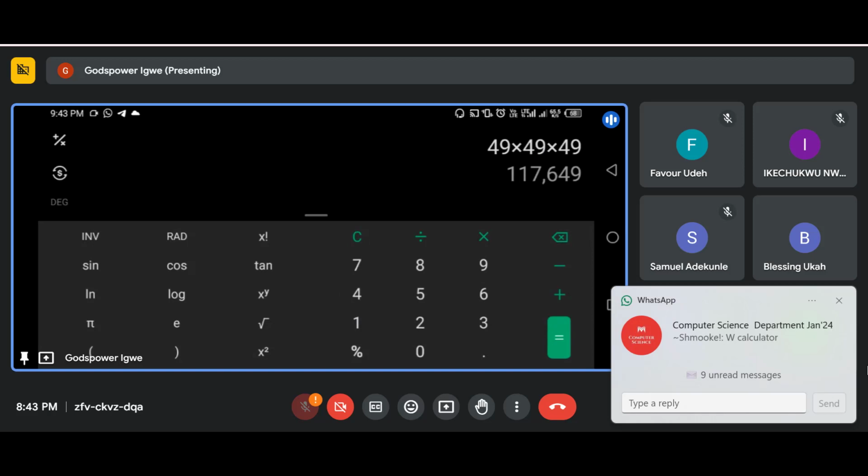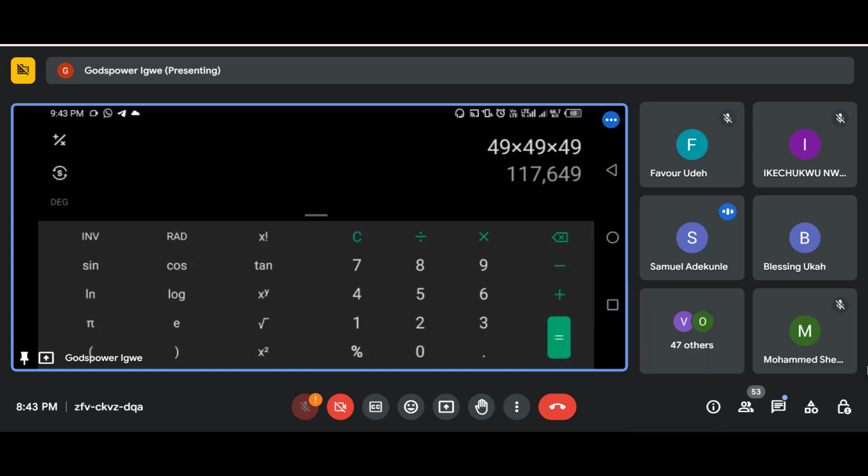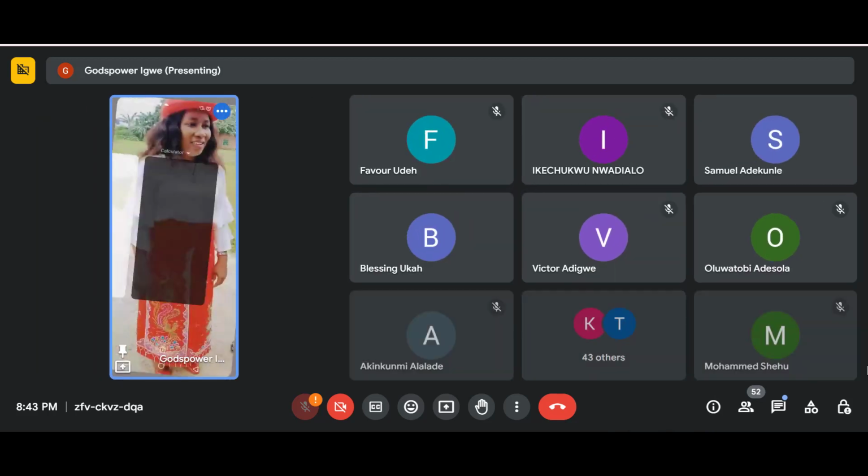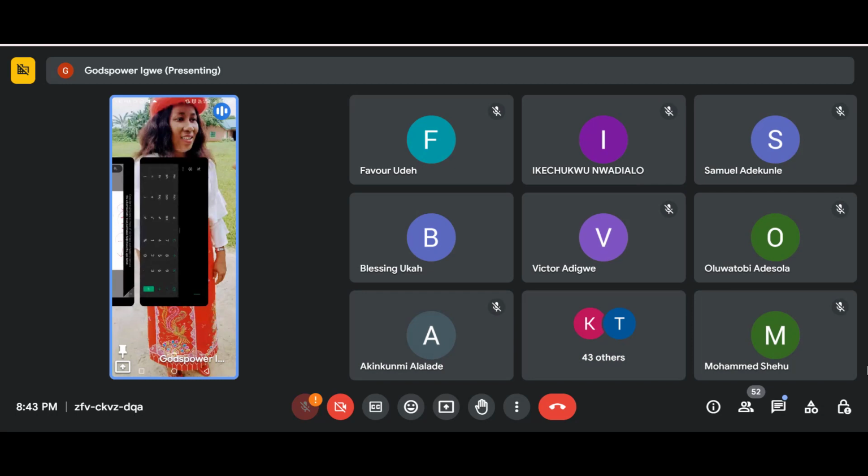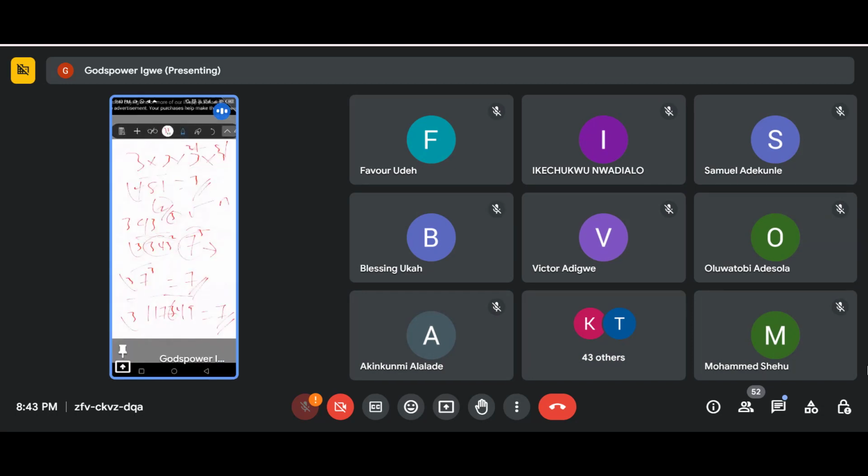117649, right? Yes, sir. So the answer is 49. All right. So the other people that were giving me 7 raised to power 3, I don't understand though.